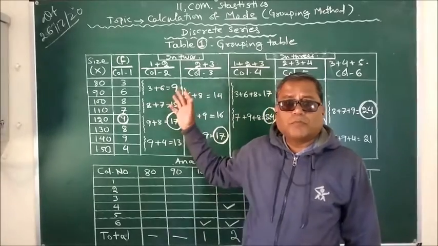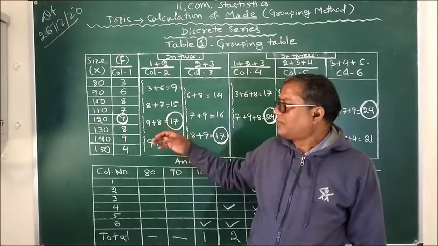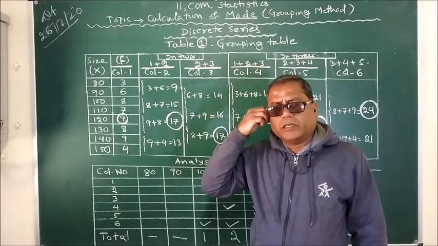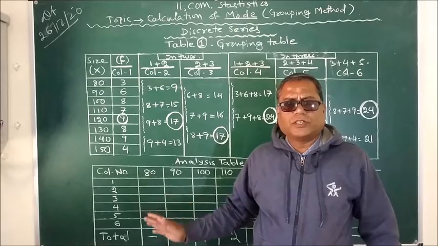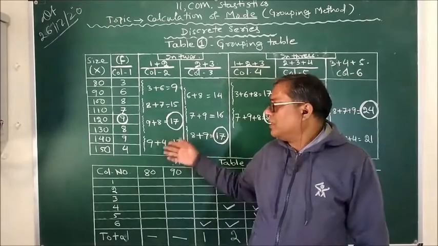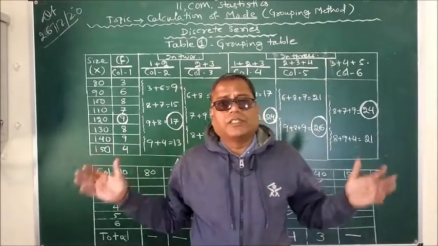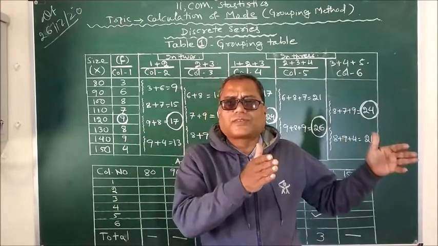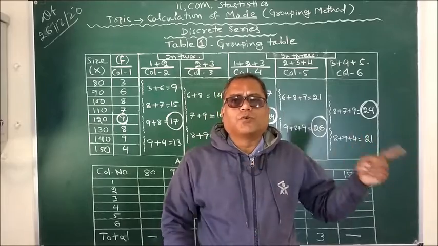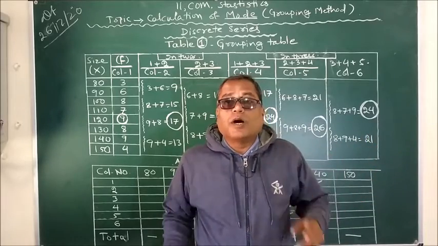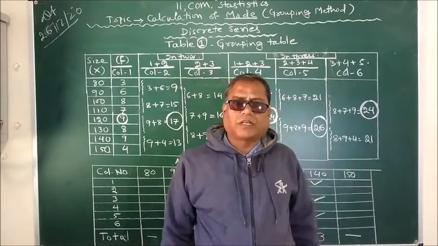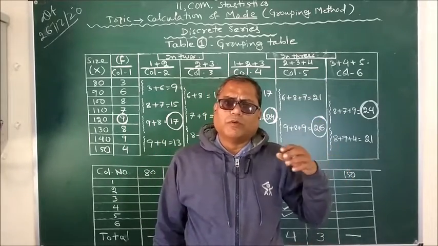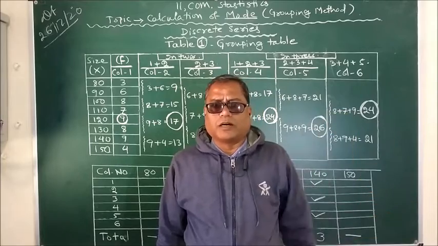And calculation of mode exactly by observation method in individual and discrete series are just the same, but actually in continuous series, by using observation we can find the class, that is 10 to 20 or 50 to 60, where the mode is. But in order to find out the exact value of mode, we need to apply yet another formula, just like median.